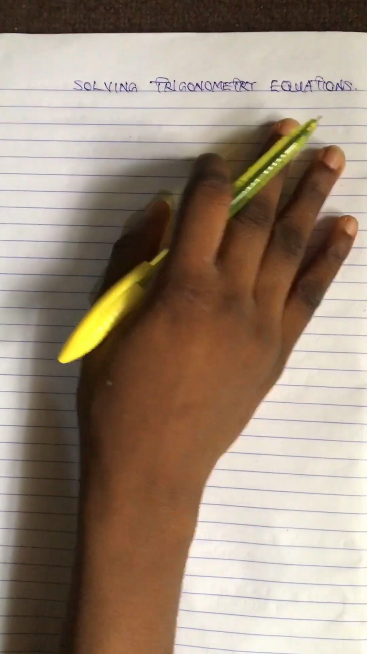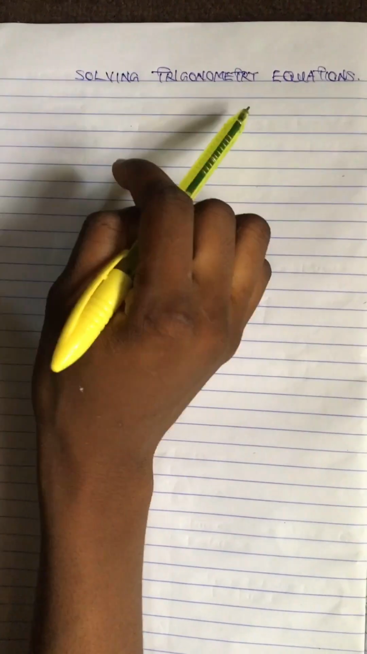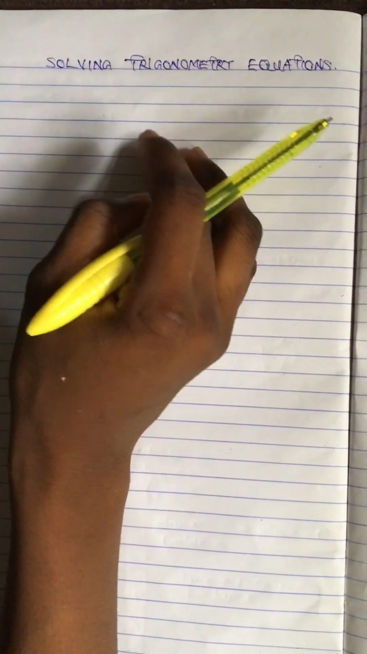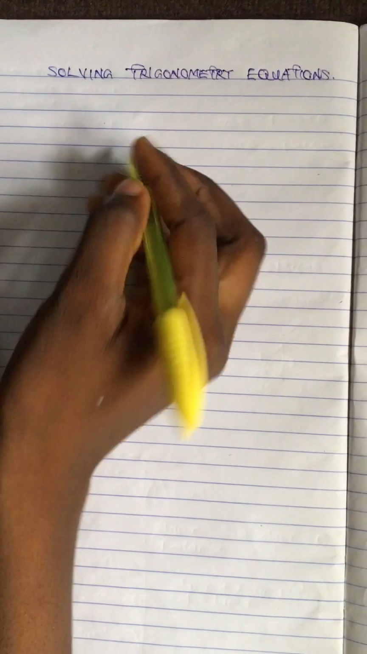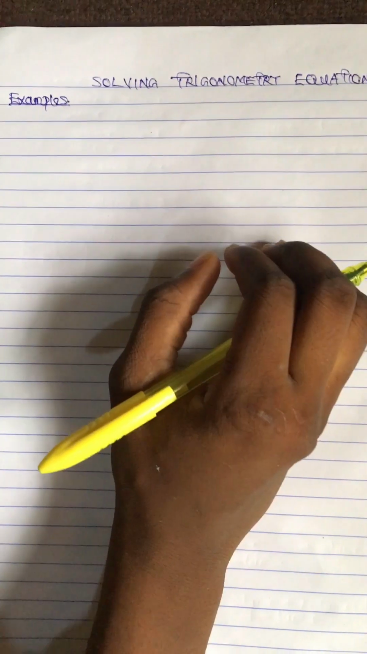Hi guys, so today we'll be dealing with solving trigonometric equations. In the last video we talked about an introduction to trigonometry, basic things and basic simple equations you need to know in solving trigonometric questions. So here we have some examples. We'll be solving some examples today. I will be applying the equations we introduced in the last video.